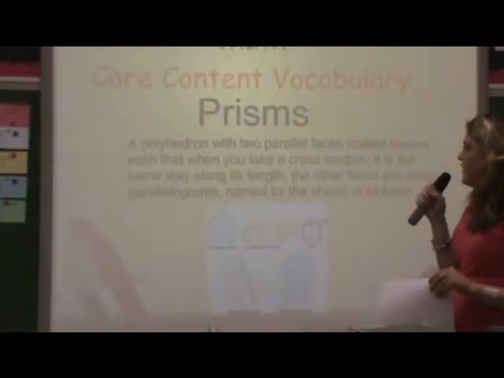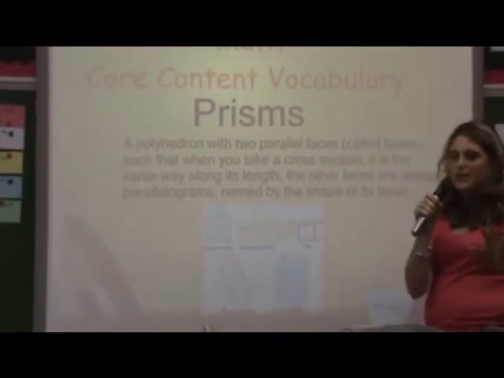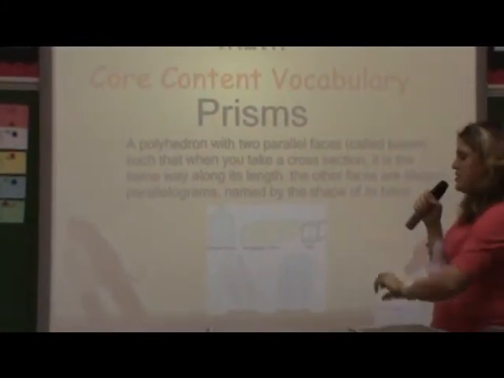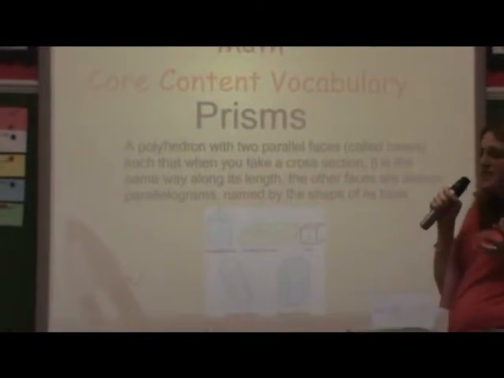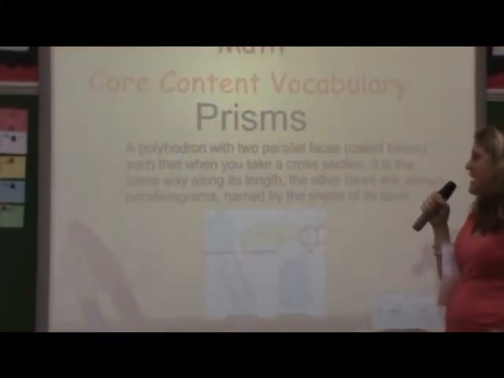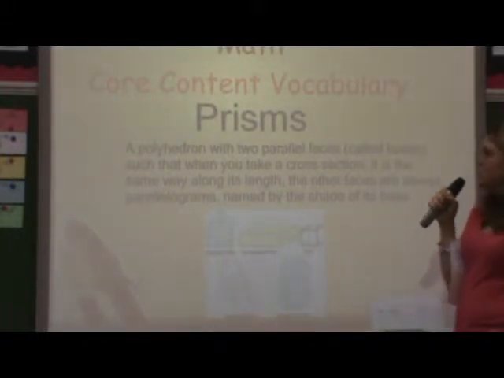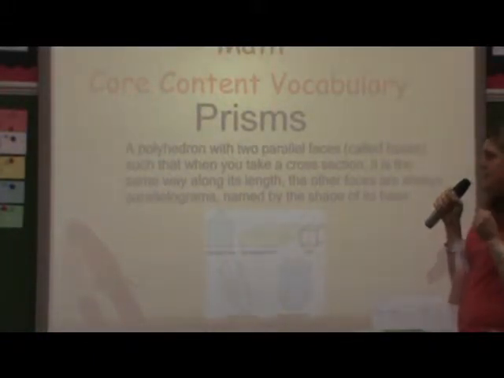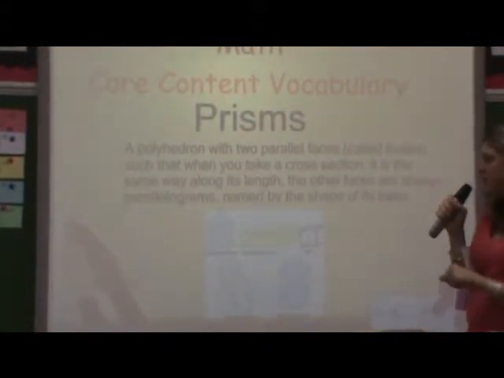Our math vocabulary for today is prisms. Now there's a really fancy definition, and then there are the pictures down here that we'll look at. The fancy definition is a polyhedron with two parallel faces called bases, such that when you take a cross section, it is the same way along its length. The other faces are always parallelograms, and it's named by the shape of its base.